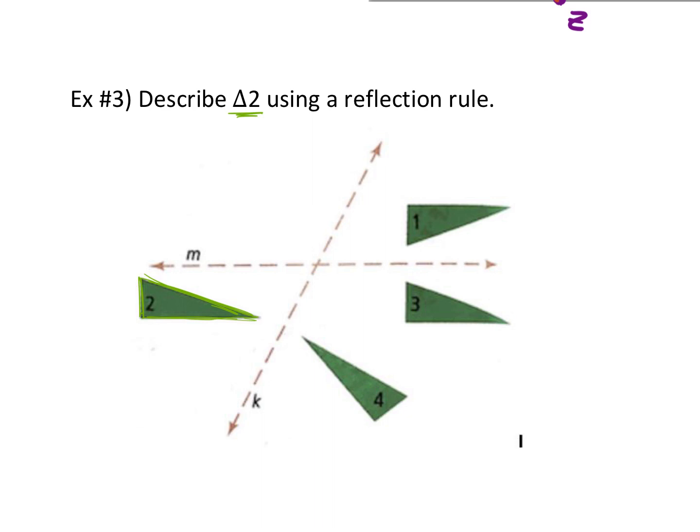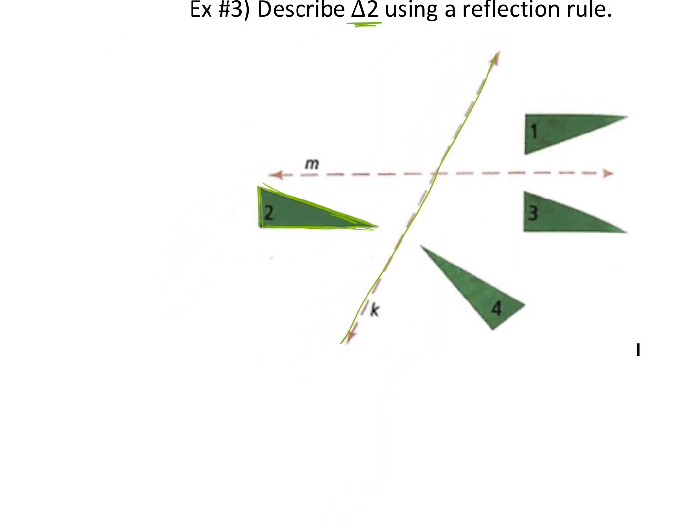It becomes 4, and it reflects over K. After it reflects over line K, do you see that? If I drew this line in, if I took a piece of paper and folded it, my 2 would match up perfectly on 4, right? So we could say, for a rule, a reflection over line K of triangle 2 maps onto triangle 4. That would be the rule for that.